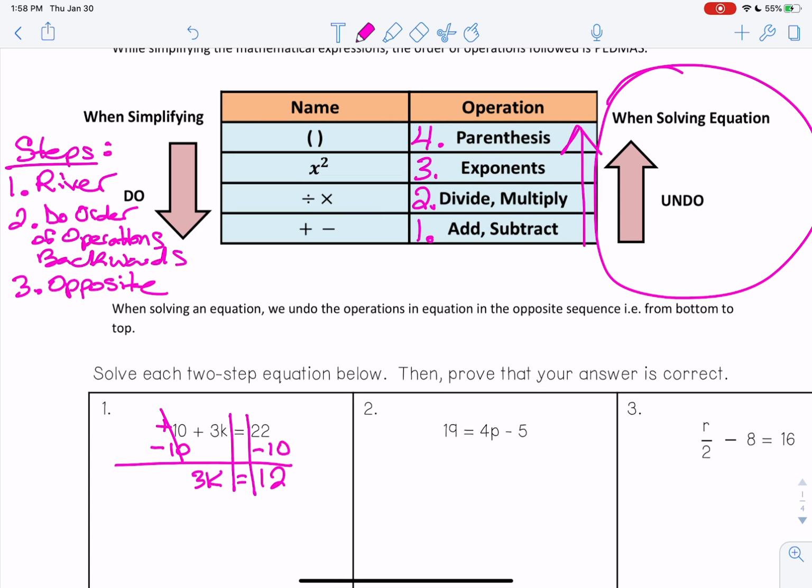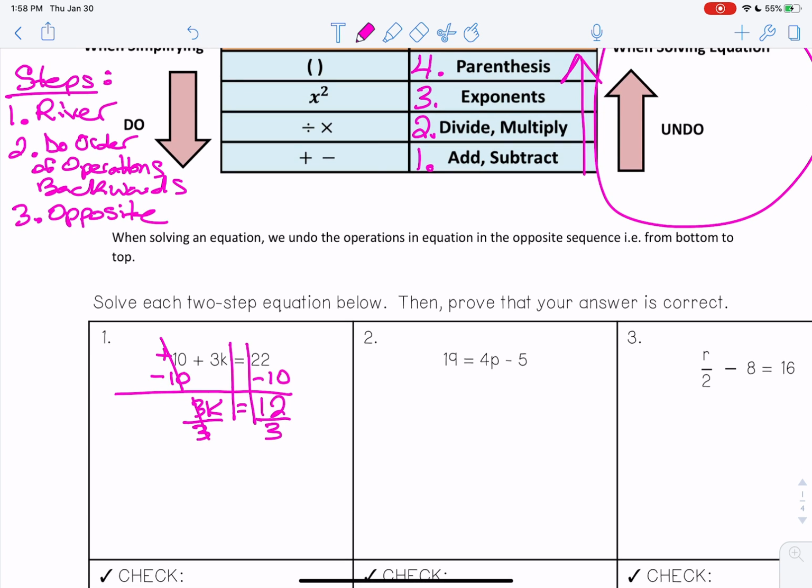Now that's 3 times k. So remember, step 3, we always do the opposite. So the opposite of multiplication is division. Whatever we do to one side, we have to do to the other to keep that equation balanced. The 3's cancel out because 3 divided by 3 is 1. And 1 times k is just k. And we get k equals 4.